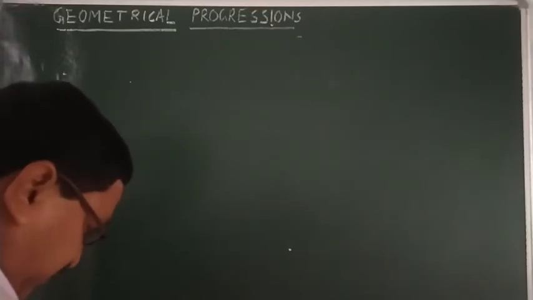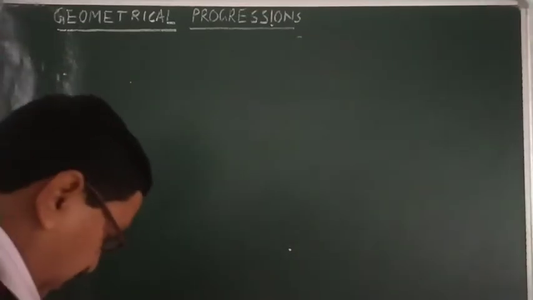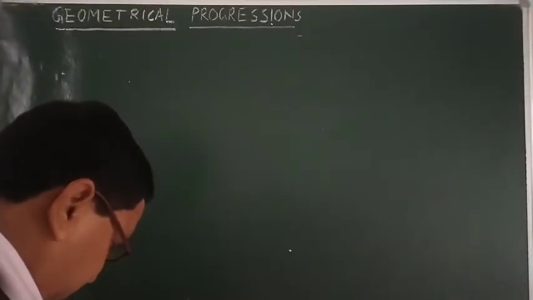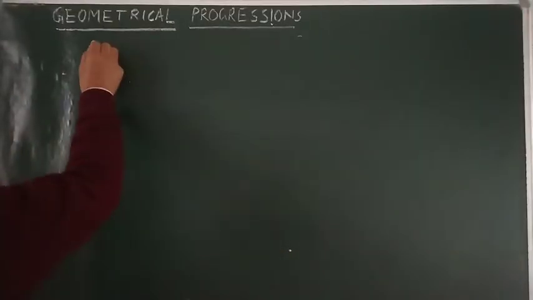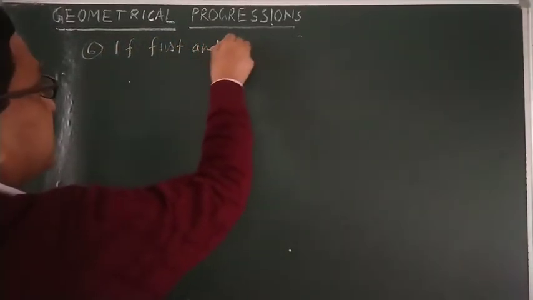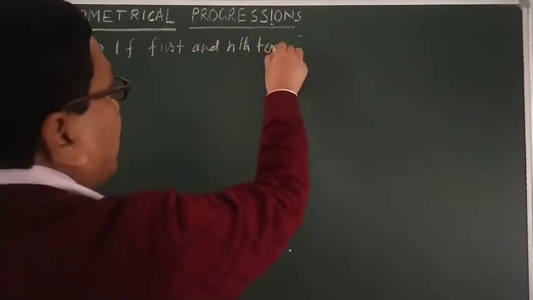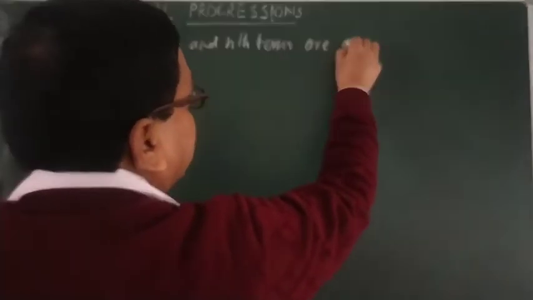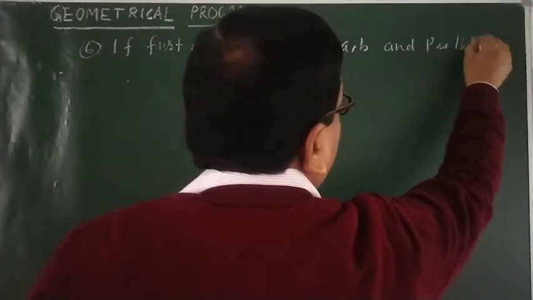Let us move towards another problem. This is problem number 6. If the first and the nth term are a and b, and P is the product of the first n terms.